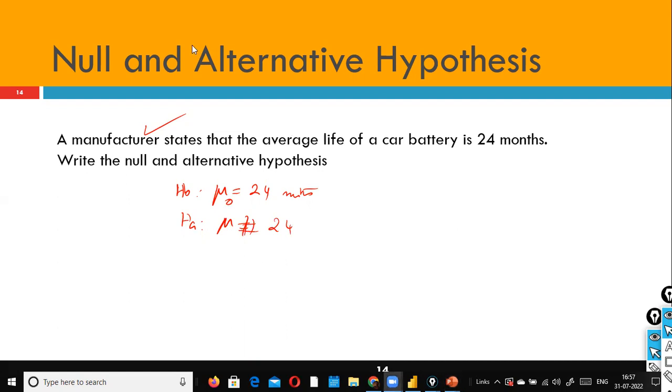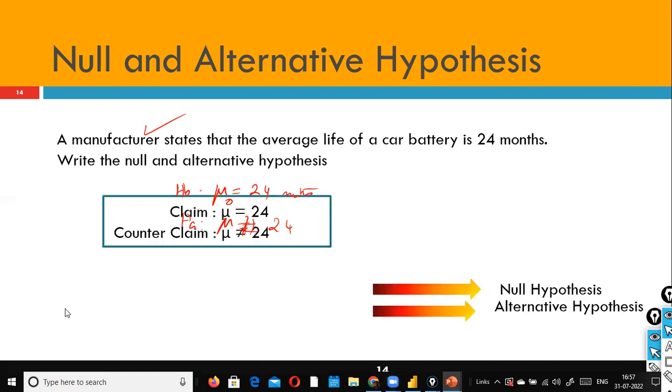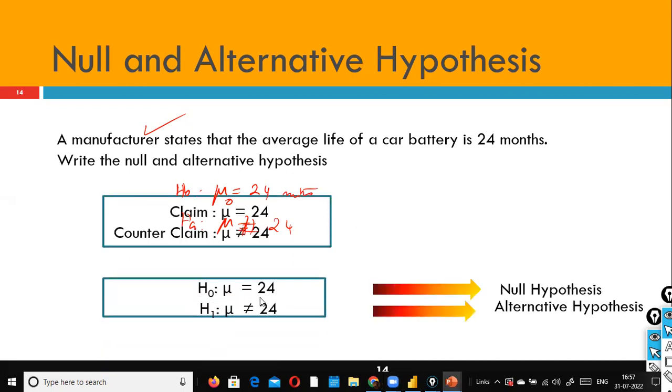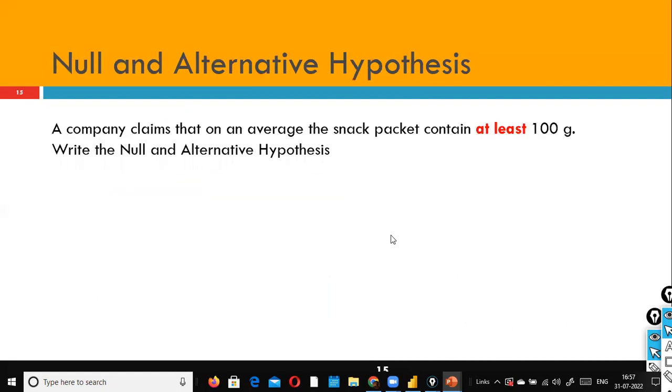We can say this. The null: the average car battery is 24 months. Alternative hypothesis: the average car battery is not 24 months. Not equal to, right? So you need to use this not-equal-to sign here. This is my null hypothesis. This is my alternative. It could be less than 24 or greater than 24. There are two possibilities here.